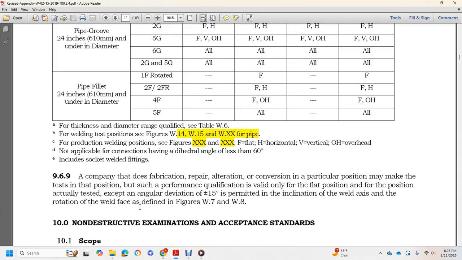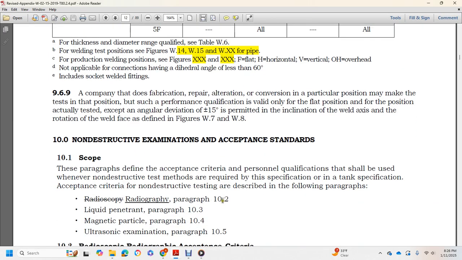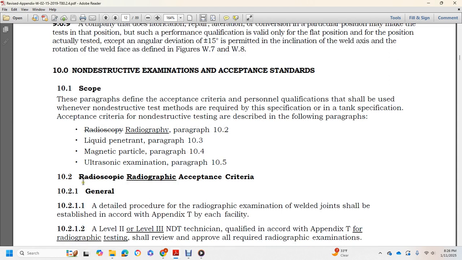A company that does fabrication, repair, alteration, or conversion in particular positions may make tests in that position, but such performance qualification is valid only for the position actually tested, except for an angular deviation of plus or minus 15 degrees permitted in the inclination of the weld axis and the rotation of the weld face as defined in Figures 4.7 and 4.8. Alright, 10.0, nondestructive examination acceptance standards.